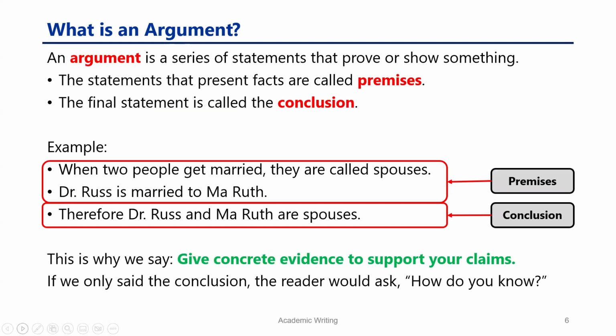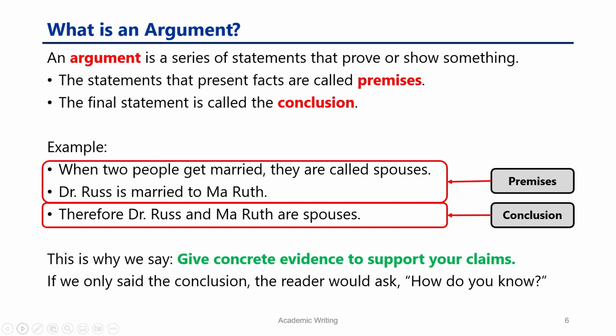Okay, we just talked about arguments. What is an argument? An argument is a series of statements that prove or show something. The statements that present facts are called premises, and the final statement is called a conclusion. Let's look at an example. When two people get married, they are called spouses. Dr. Russ is married to Ma Ruth. Therefore, Dr. Russ and Ma Ruth are spouses. That's an example of an argument.